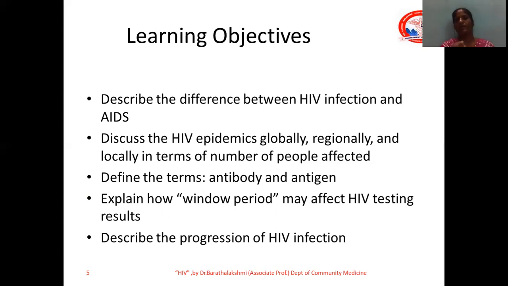CD4 helper cell. These virions which are extruded will evolve into individual HIV viruses, and these viruses will go on infecting or attacking the other CD4 cells similarly, and they go for replication, thereby destroying many such CD4 helper cells.